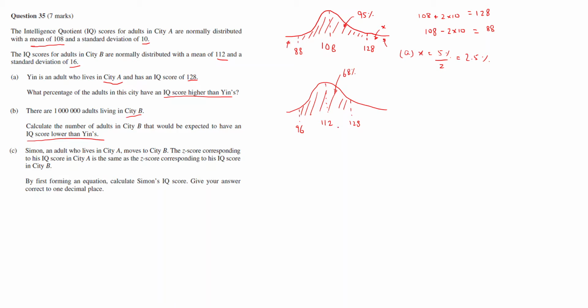68% are here. Now the question is asking the expected number of people having a lower IQ score than Ian. So what it wants you to do is first calculate the probability of people that are below 128. So again, we're going to use the same logic. The people that are outside, either above 128 or below 96, would be the remaining bit. So 100% minus 68% is 32%. So here is 16%, and 16% would be here.